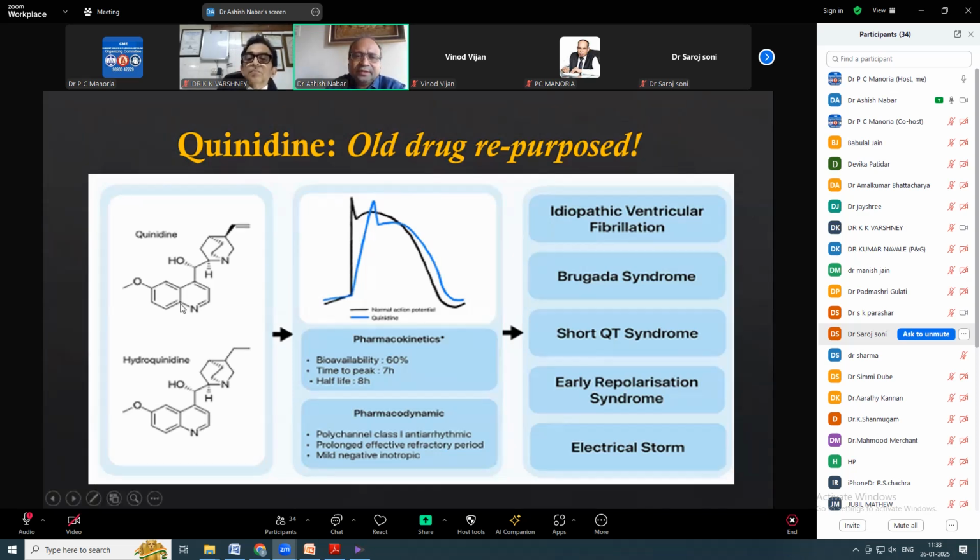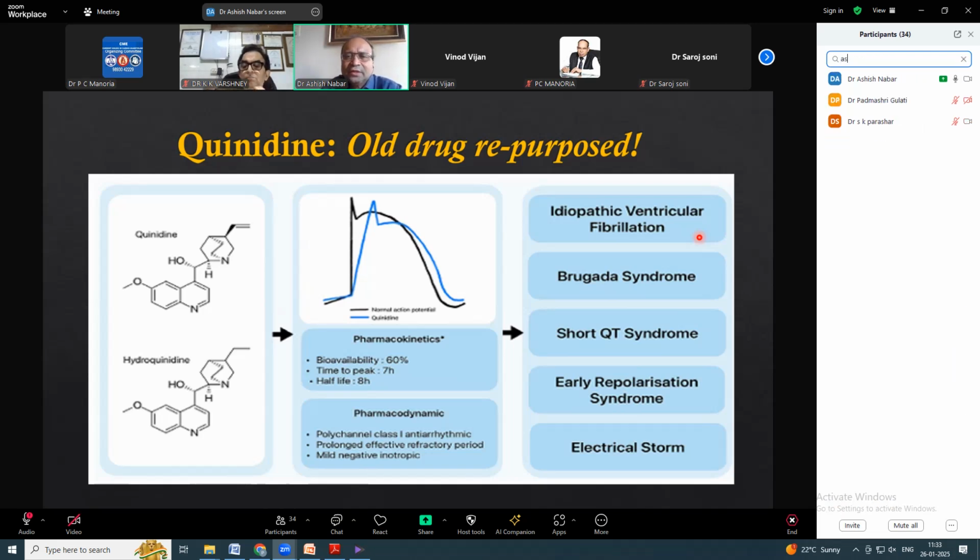And I have named them here on the right of the screen. If you see, idiopathic ventricular fibrillation, Brugada syndrome, short QT syndrome, and early repolarization syndrome. All these primary electrical disorders are responsible for a polymorphic VT-VF, which can cause sudden cardiac arrest. And that's where quinidine has found its role, largely thanks to the work of an Israeli cardiologist, Dr. Belhassan. And then it can be used selectively in an electrical storm in the setting of structural heart disease, and I'll allude to that soon.